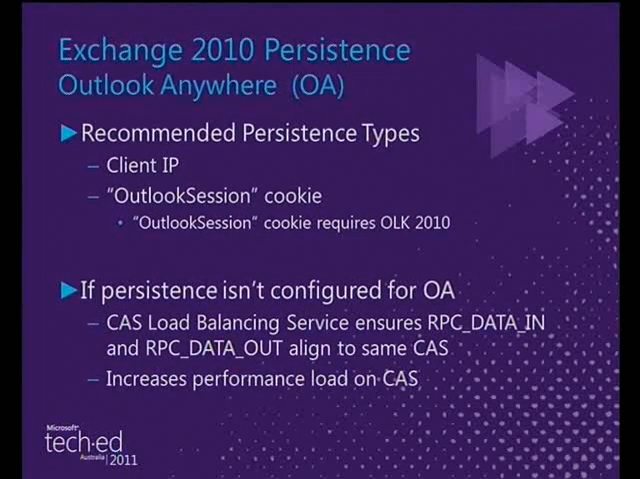Outlook Anywhere, we had the conversation there. We know that Outlook Anywhere persistence is recommended, not required. And unfortunately, we really only have 2 options for Outlook Anywhere for persistence. One is source IP, which will work across all Outlook Anywhere clients. And seeing that this is potentially an issue, we went to the Outlook team. And so in Outlook 2010 now, the MAPI client will submit back the Outlook session cookie. So if you have Outlook 2010 clients, you have the option for cookie-based persistence. If you've got 2007 and prior, your only persistence option for Outlook Anywhere is source IP.